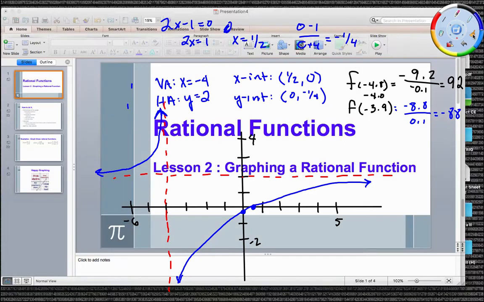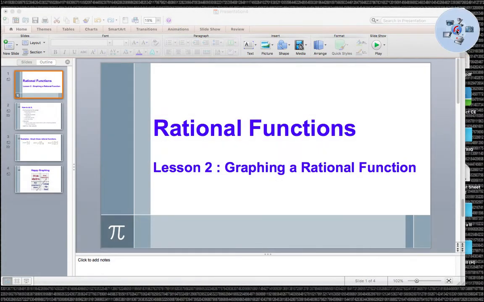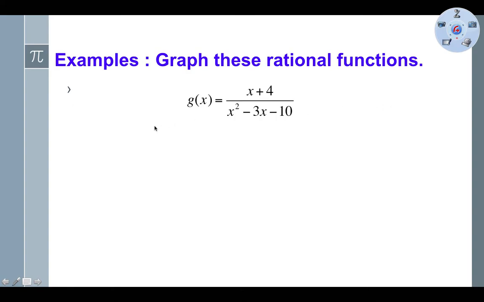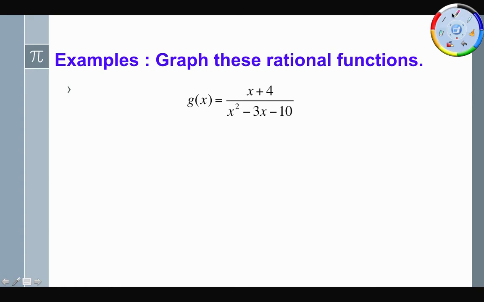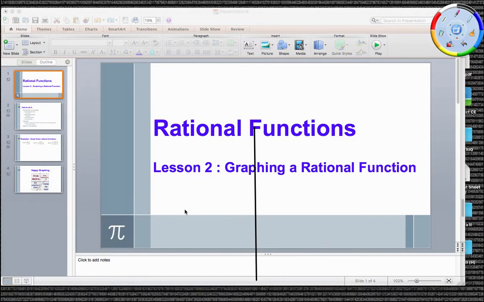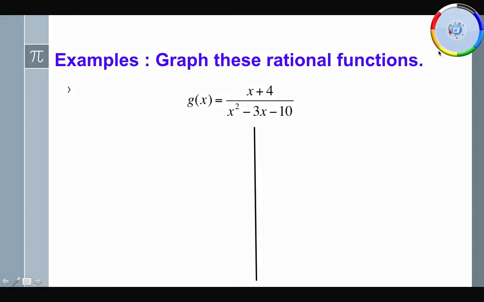All right, let's look at a slightly more challenging function. Again, this is the same function that we used yesterday. So if I set up some axes here to start with, now I don't know the numbers yet, so let's figure them out.